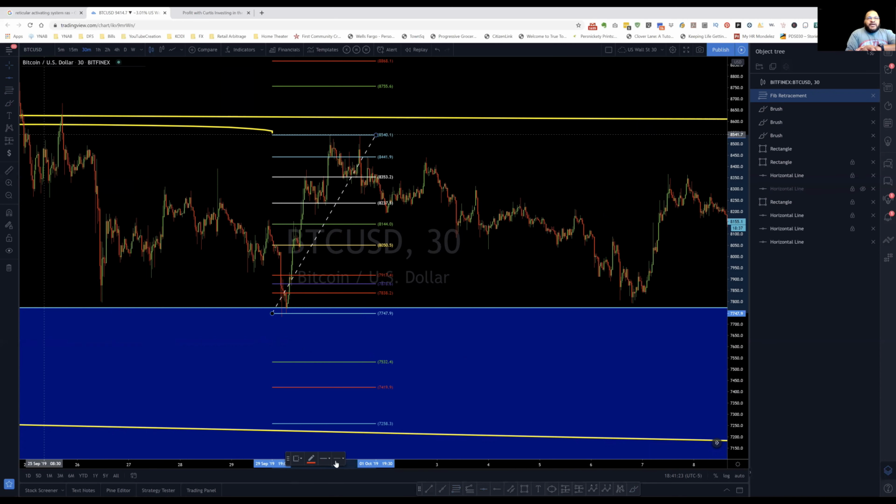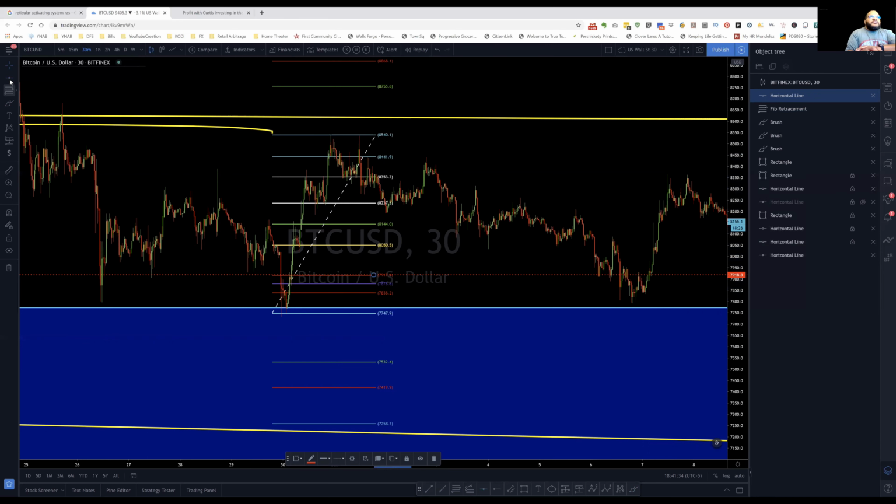I'll take my line tool, my horizontal ray, and put a red ray right here at what's called my last line of defense. This is where I'm expecting price to go to war for the last little bit of buying power, because I'm looking for price to continue up, pull back down, and go up. That's my last line of defense.